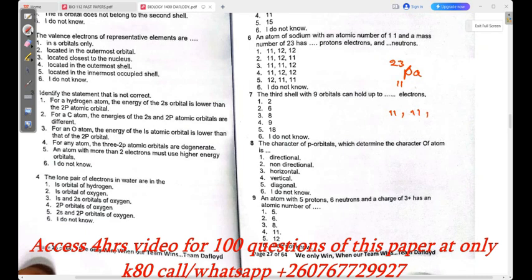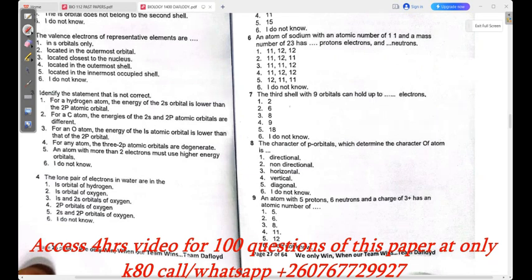The neutron number, you subtract the atomic number from the mass number. So to get the number of neutrons, we're going to say 23, which is the mass number, minus atomic number 11. So we're going to get 12. Therefore, we're going to have 12 neutrons in the atom of sodium with a mass number of 23 and atomic number of 11. So the answer has to be 11, 11, 12. So question 6, the correct answer is 3.